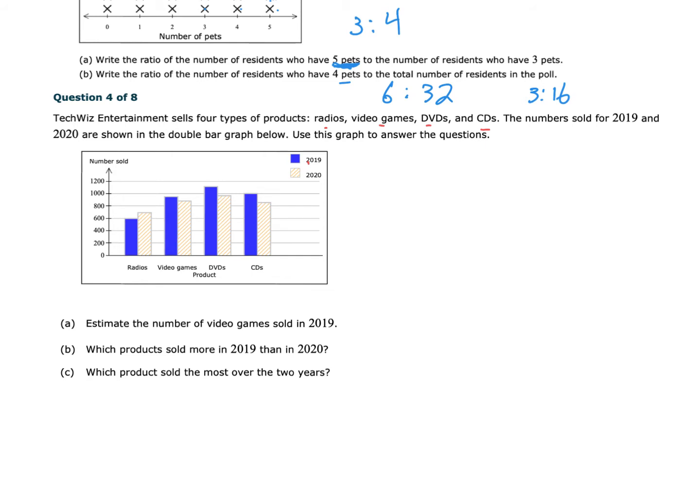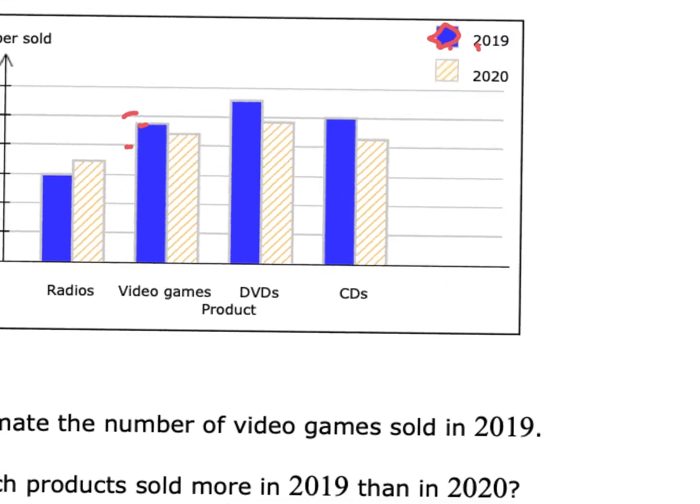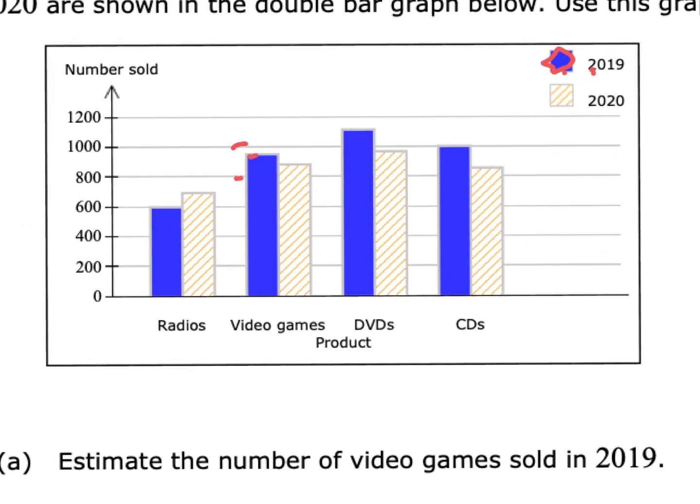Estimate the number of video games sold in 2019. Okay, so just video games 2019, just the blue. Right there, it's between 800 and 900. It looks like it's a little more than halfway. So how about we do 820 or so? Not quite 850. 950. Yeah, it's probably closer to 950 if I really zoom in. So 900 would be halfway, so 950 is a good estimate for that.